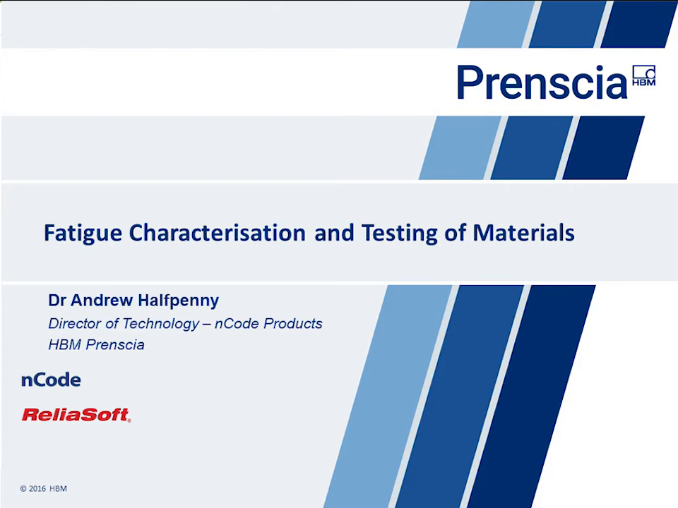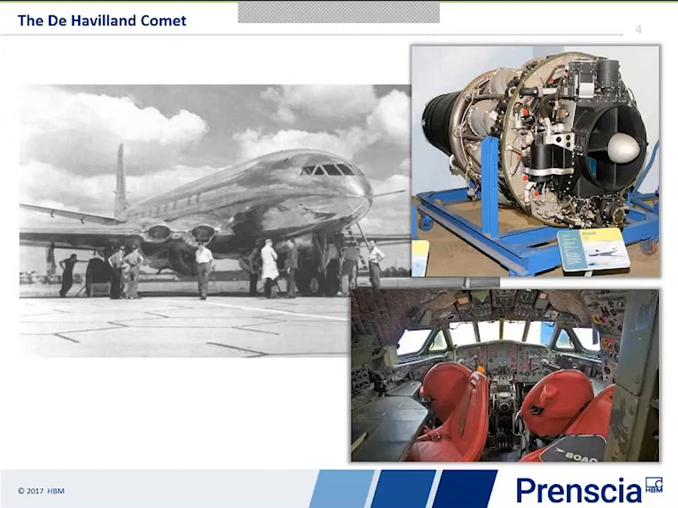We're going to be talking about material characterization and testing, and in particular about fatigue characterization. So where do all those fatigue properties that you put in software come from, and how do we test them? They say we learn best from our mistakes.